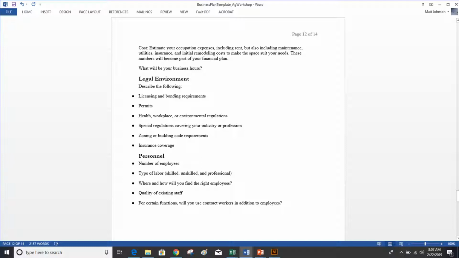Okay, and then we get into the legal environment. We've spoken about this a little bit already. What kind of permits do you need to be thinking about? We haven't really spoken too much yet about insurance, but understanding what insurances you're going to need, whether it's general liability insurance, car insurance, health insurance for your employees. As mentioned, we'll talk more about that in some future modules, but these are all parts that go into your business plan.